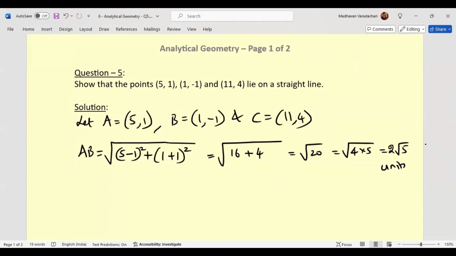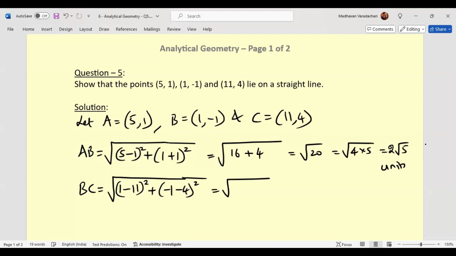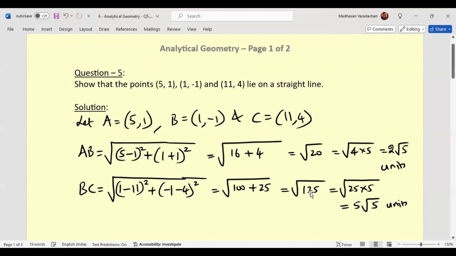Now let us find out what is the distance between B and C. Distance between B and C will be (1 minus 11) the square plus (-1 minus 4) the square. That will give us minus 10 square is 100, minus 5 square is 25. That is nothing but root of 125. Root 125 can be written as 25 into 5. That can be simplified as 5 root 5 units. So that is the distance between B and C.